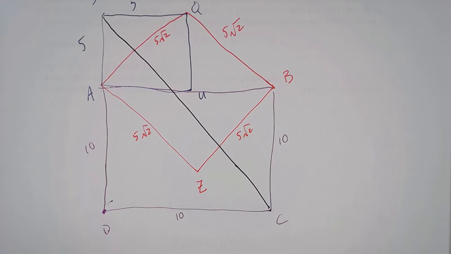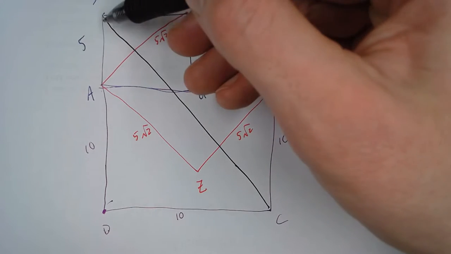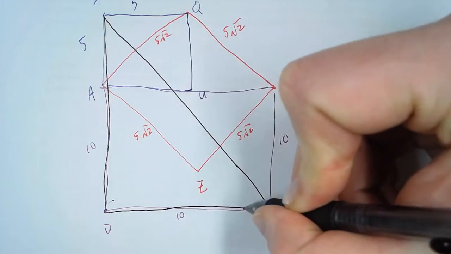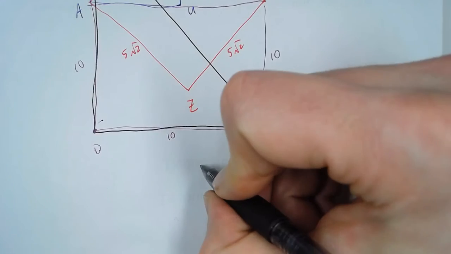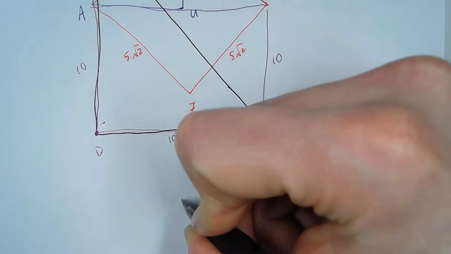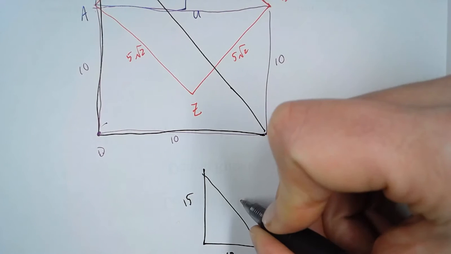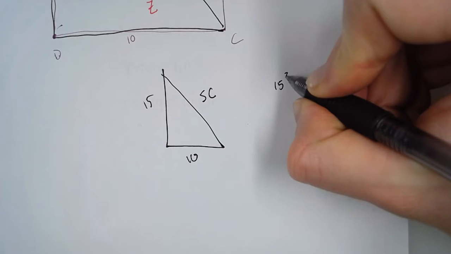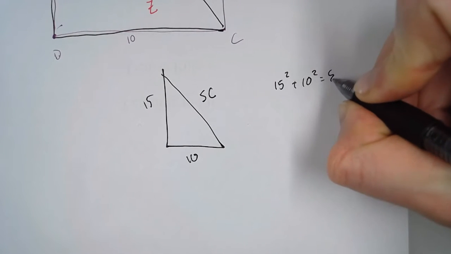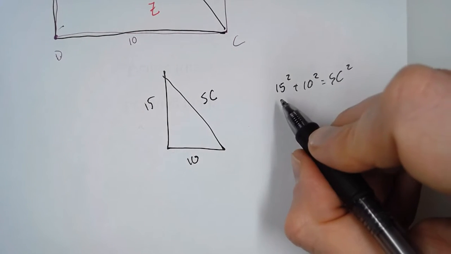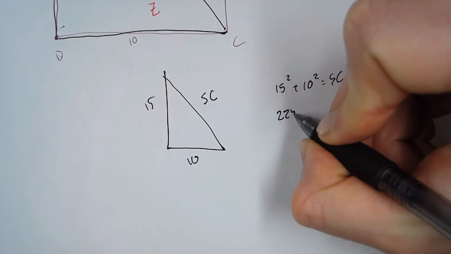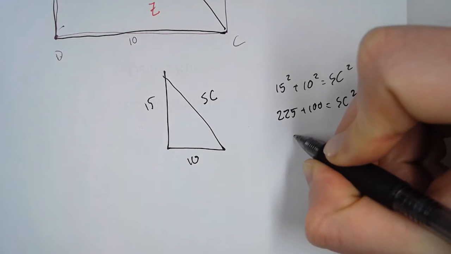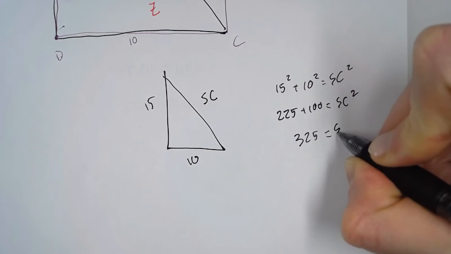All right. So now we have a right triangle formed here and formed here. So we've got 15, we've got 10, and we've got SC. So 15 squared plus 10 squared equals SC squared. So we square 15, we get 225. We square 10, we get 100. So we have 325 equals SC squared.